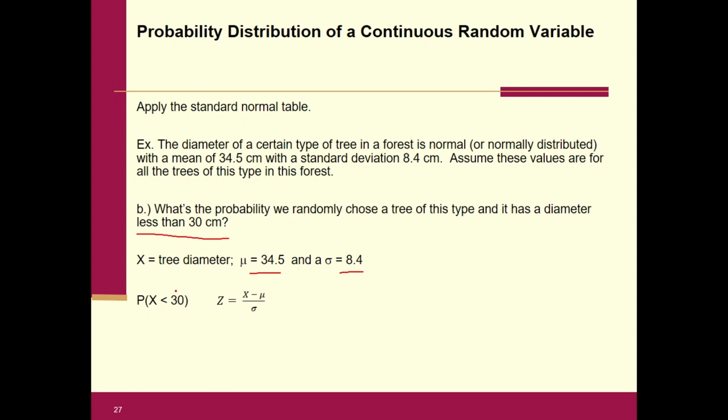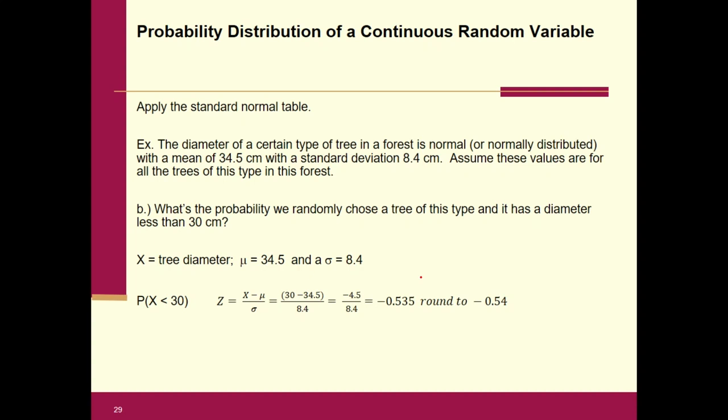All right, so let's see. We're going to have to plug in 30 for x. We still have our mean of 34.5. We still have our sigma of 8.4. So put that in your calculator, remember parentheses, 30 minus 34.5 divided by 8.4. So we get a negative 4.5 divided by 8.4.